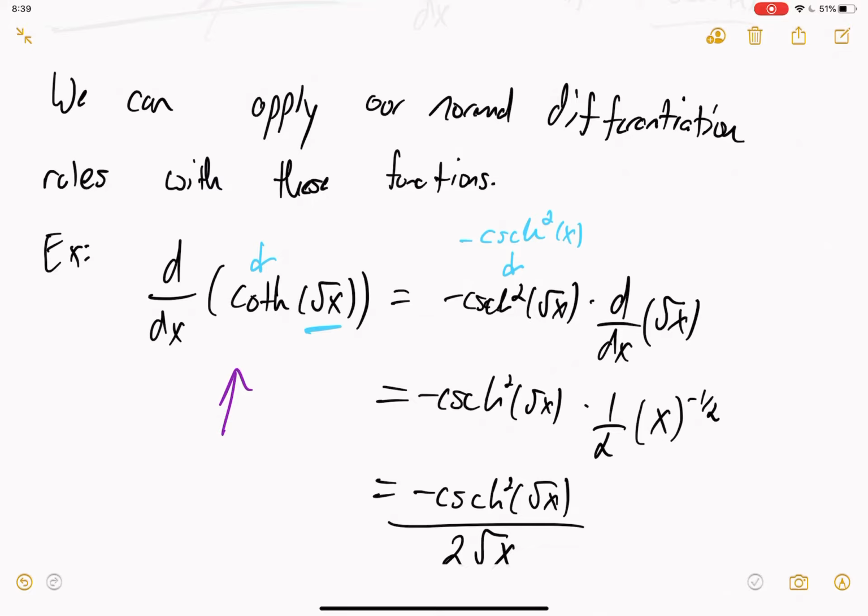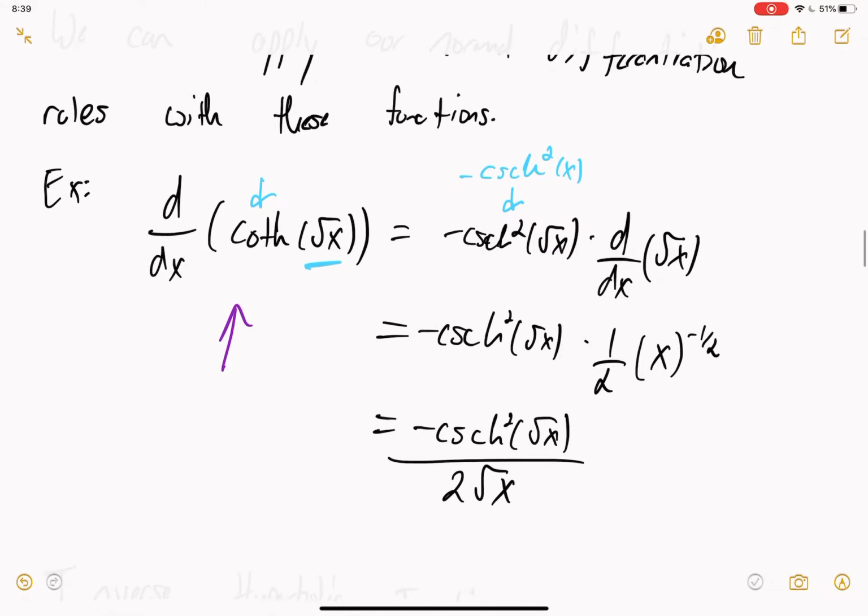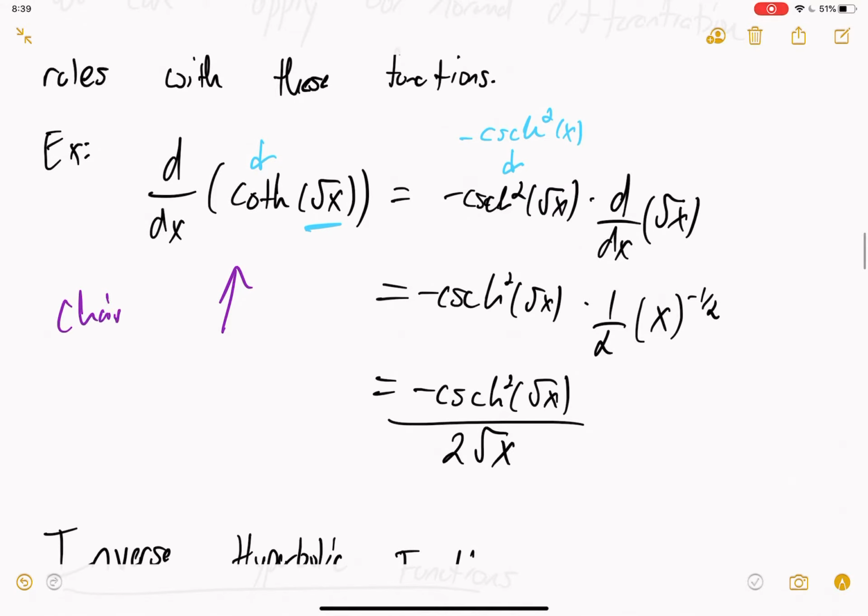So remember that this is the chain rule. If you have an outside function, hyperbolic cotangent, and an inside function, square root of x, it's going to be the derivative of the outside, so negative hyperbolic cosecant squared, evaluated at the inside, so at square root of x, times the derivative of the inside, so times d/dx of square root of x. And then lastly, all I did right here is just take the derivative and simplify. So let me just indicate right here, it's just the chain rule.